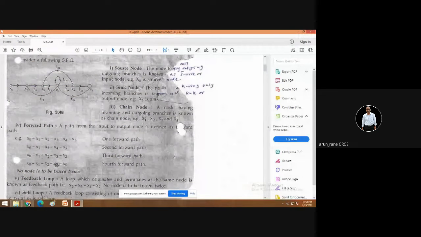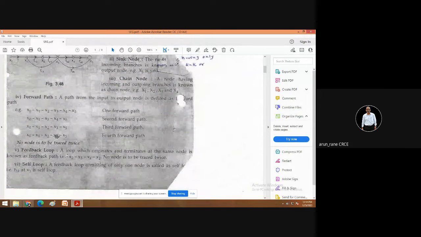So forward path is now this. You have to identify how many paths are there. So now this is one forward path. Then these are x0, x1, x3, x4, second forward path, then third and fourth. Then feedback loop.